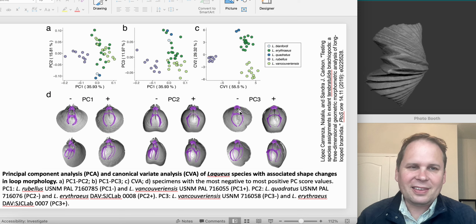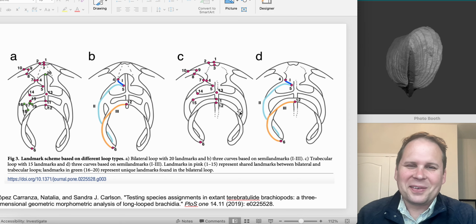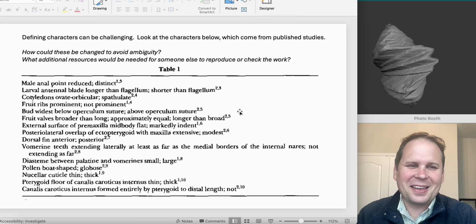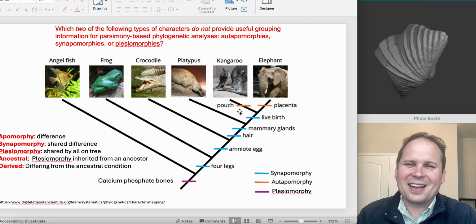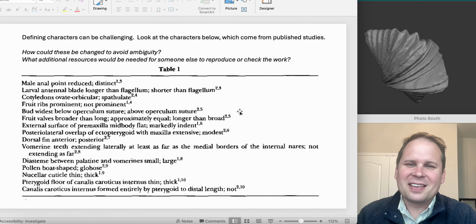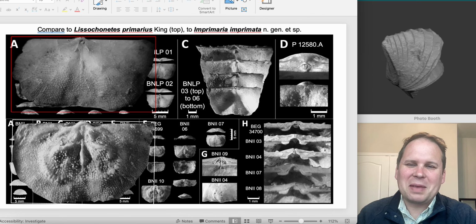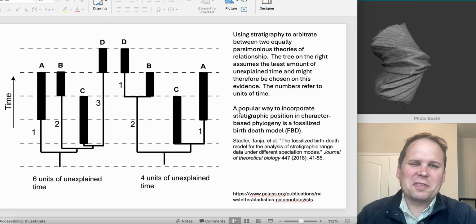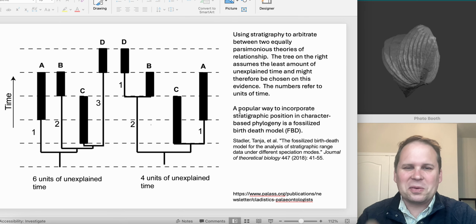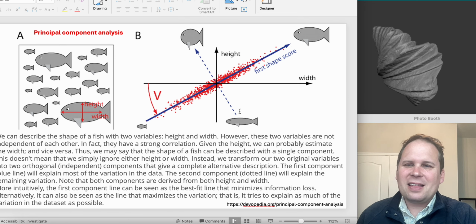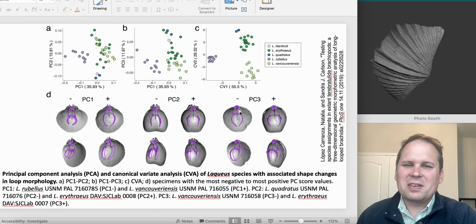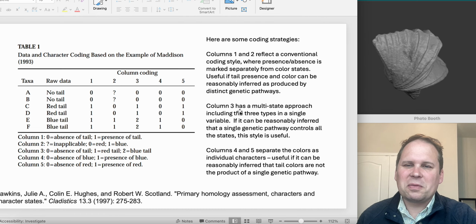So that was a lot, right? Where did we start? We started all the way back here with principal characters. Oh my gosh, yeah, character differences. We went through trees. We went through how you code the characters into your little matrix. We went through some examples. We went through how you put time onto your matrix. We then ended up here with principal component analysis and actually showing the results.